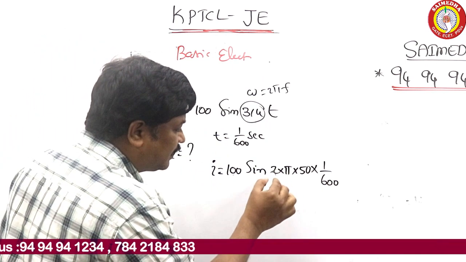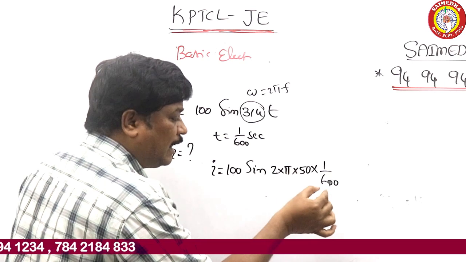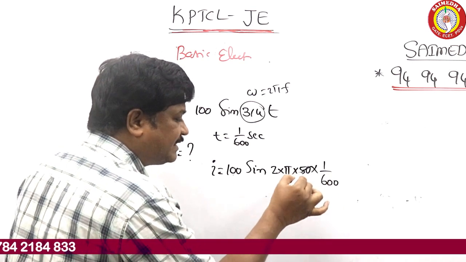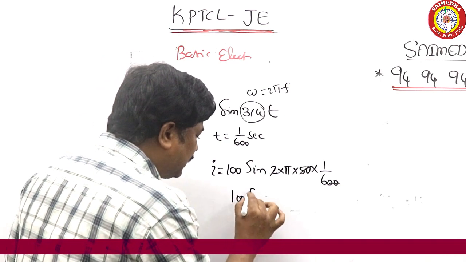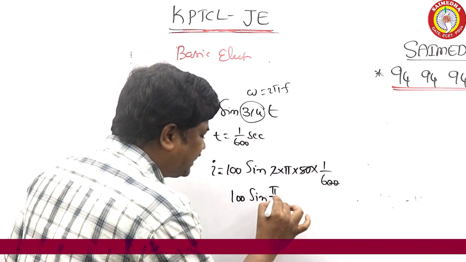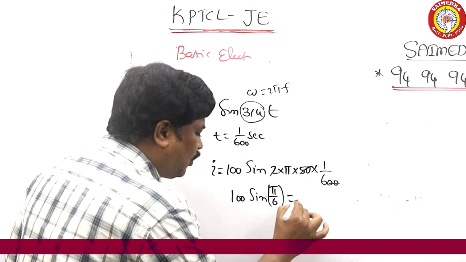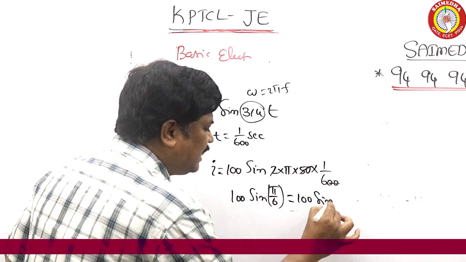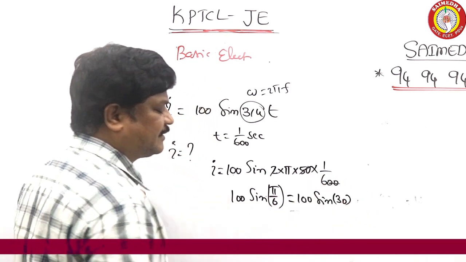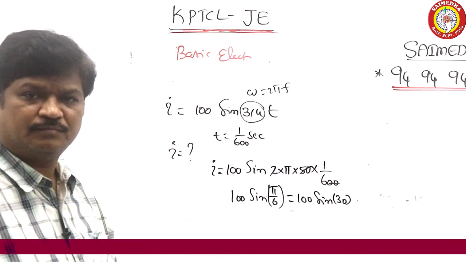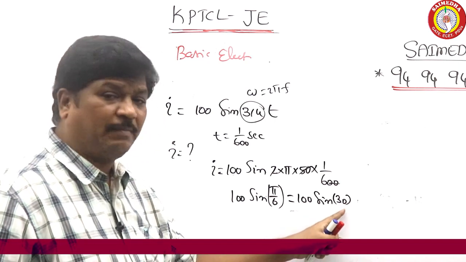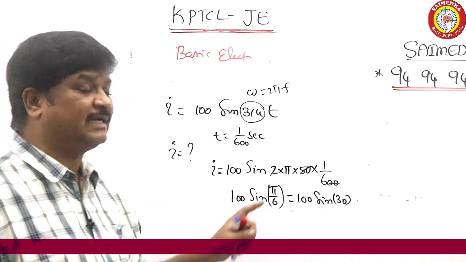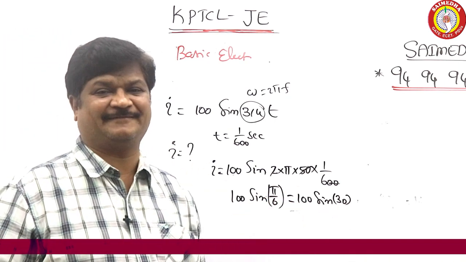Then 50 into 2 is 100. 100 by 600, only 6 will be there. Then 100 sin pi by 6, that is equal to 100 sin 30 degrees. Sin 30 is 1 by 2. So our current is going to be 50 amperes.